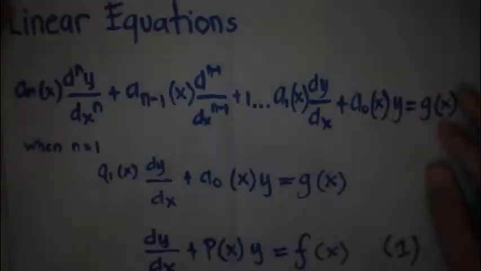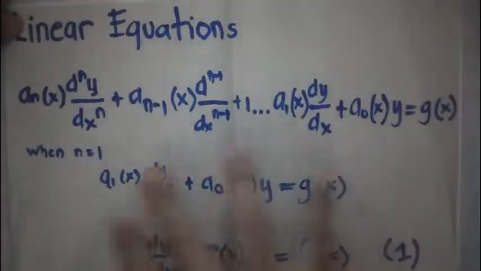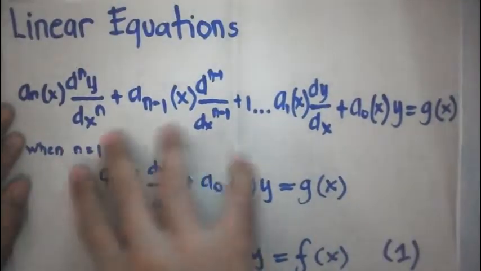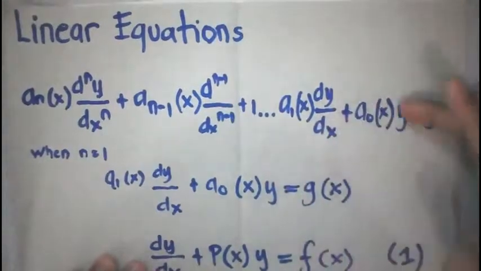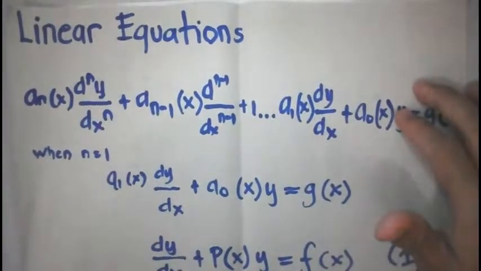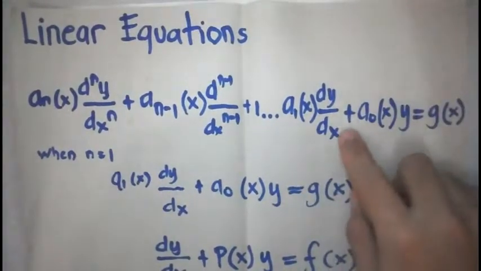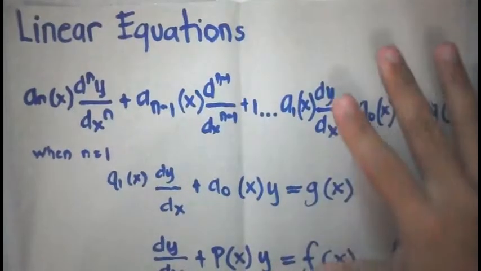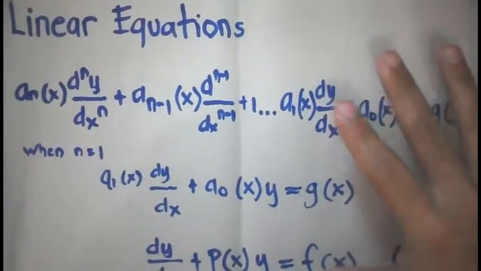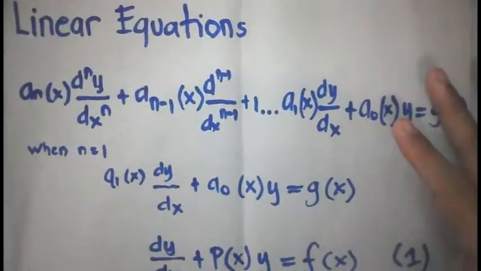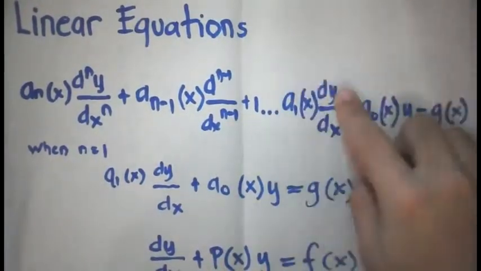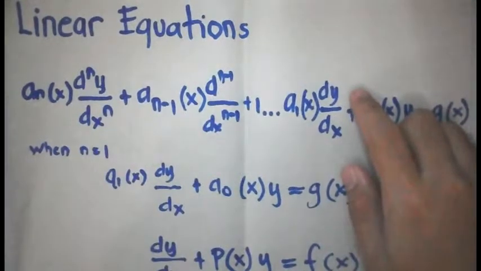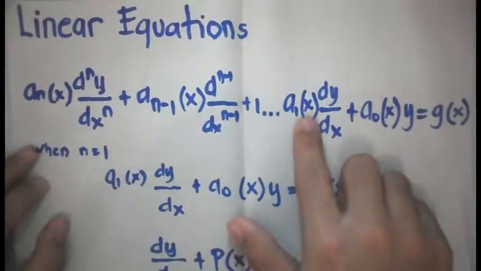Now let's go to linear differential equation. So this is in the form of linear differential equation. As you can see, a linear differential equation is characterized by two things: the dependent variable y and all its derivatives are of the first degree. That is, the power of each term involving y is 1. So each coefficient depends only on the independent variable x.